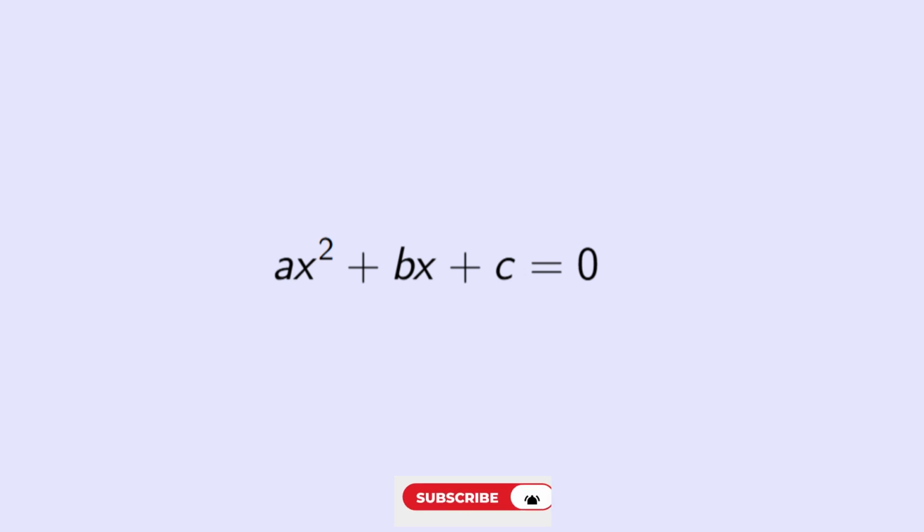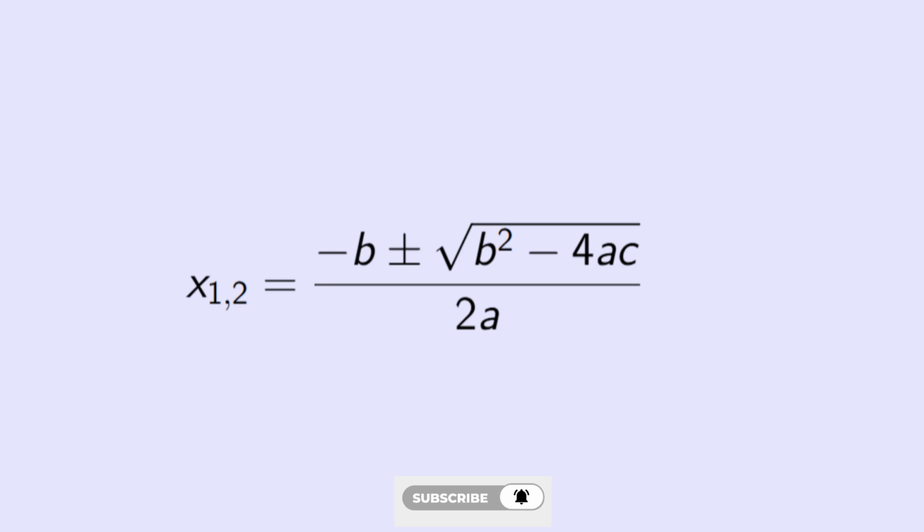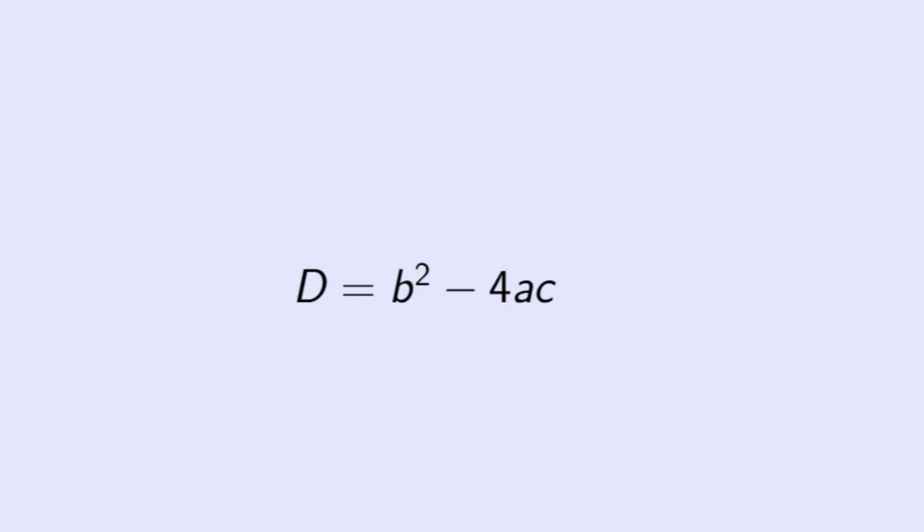In this video, we learn how to write a Python function to solve any given quadratic equation. The general formula for finding the roots of a quadratic equation is minus b plus or minus the square root of b squared minus 4ac, all divided by 2a. The nature of the roots depends on the discriminant, that's b squared minus 4ac.